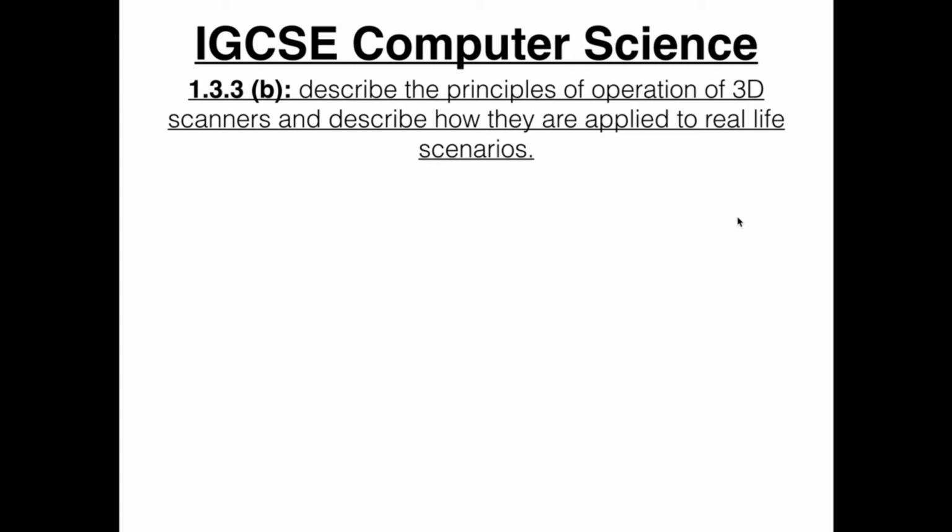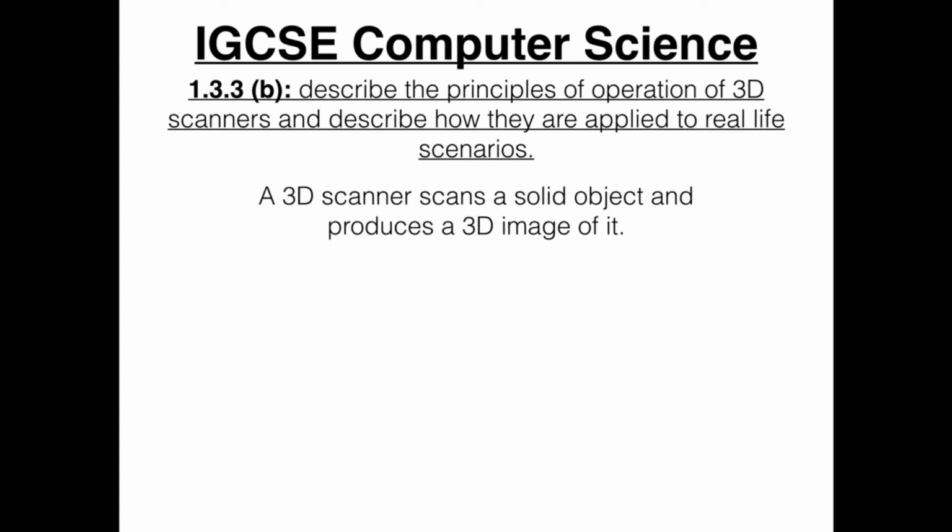Anyway, 3D scanners. We looked at 2D scanners in the last video. 3D scanners work a bit differently, because in 2D scanners we have X and Y coordinates, while in 3D scanners we have X, Y, Z. We're going to see how these work. A 3D scanner scans a solid object and produces a 3D electronic image of it.